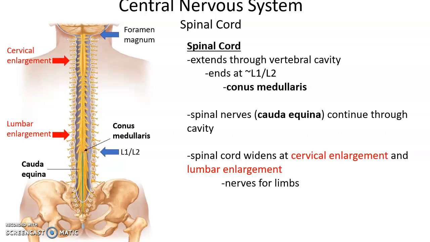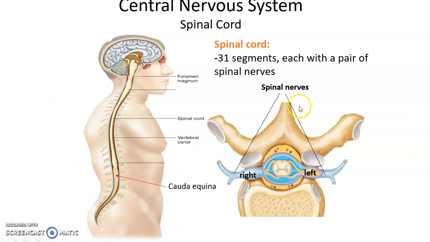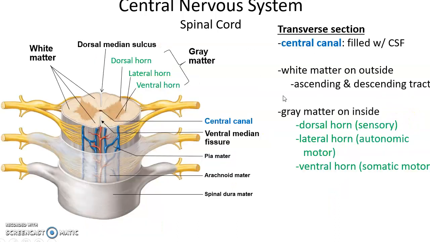There are still structures traveling through the vertebral cavity. These are spinal nerves, and collectively they're known as cauda equina because people thought it looked kind of like a horse's tail. There are 31 segments to the spinal cord. Each segment has its own pair of spinal nerves.